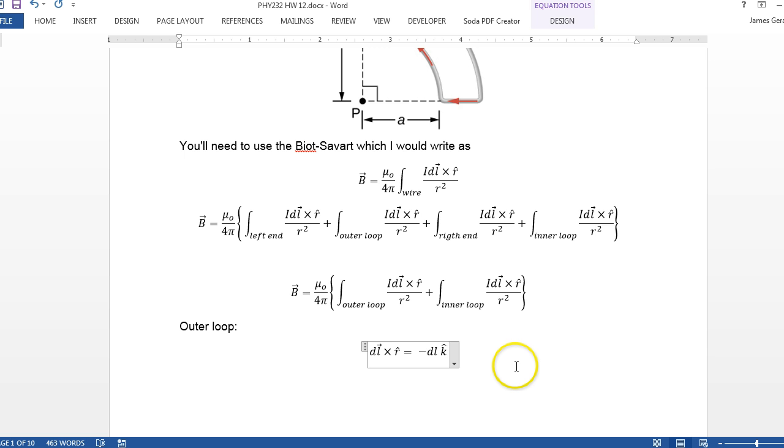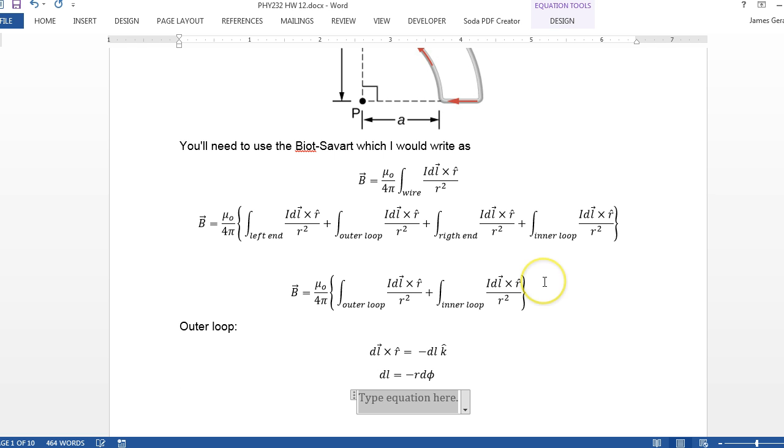And so out here on the outer loop, which way is DL heading? It's in the minus phi direction. So minus d phi, right? DL is minus R d phi. So we got minus R d phi k hat, and stick that in place of minus DL. Oh, sorry, k hat isn't there. DL is minus R d phi along the outer loop, right?